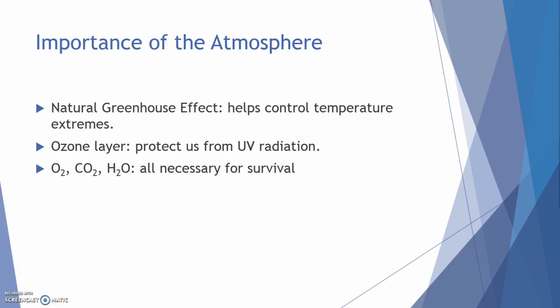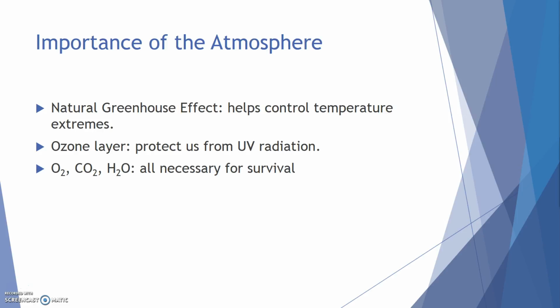So this natural greenhouse effect helps us control temperature extremes. It helps keep Earth's surface warm enough for us to survive and warm enough for plants and animals to thrive. It reduces these huge extremes in temperature that could be possible between the middle of the day and the middle of the night if that heat was not trapped, right? If all the heat left the planet right away, it would be incredibly cold at night. Maybe in some areas so cold that we wouldn't be able to survive.